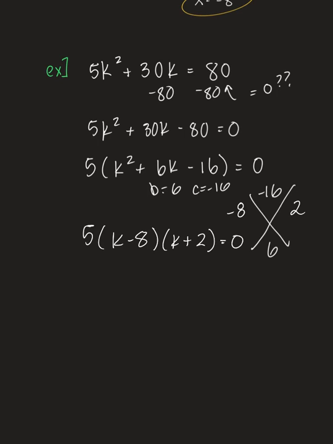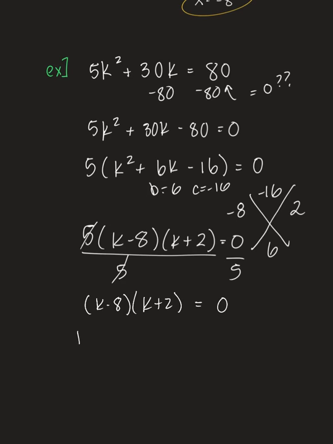is equal to 0. Now, when we solve for this, if we were to divide both sides by 5, these 5's cancel, leaving us with k minus 8 times k plus 2 on the left side and 0 on the right side. Then we set each of our binomials equal to 0.